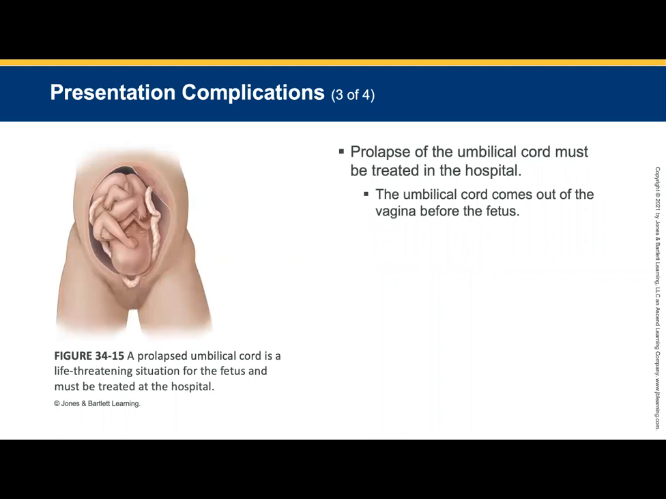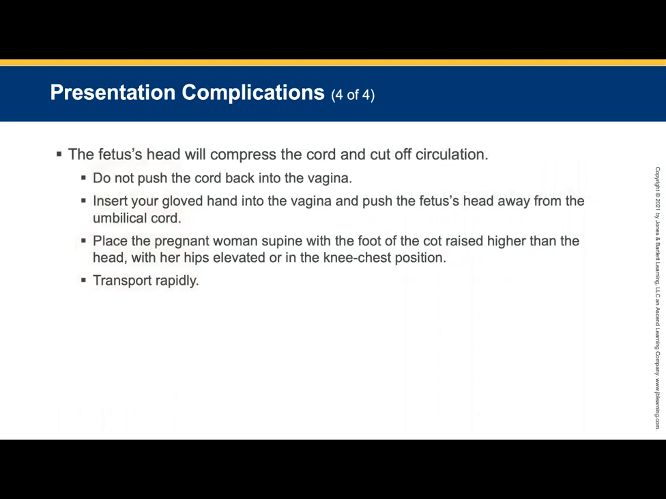So, a prolapsed cord. This is probably the most dangerous one that we're going to see. Prolapse is where the umbilical cord comes out of the vagina before the fetus does. This has to be treated in the facility. This is where it starts to get a little trickier. I don't want you to push it back into the vagina, but your job is just to keep the fetus's head off of compressing the cord.